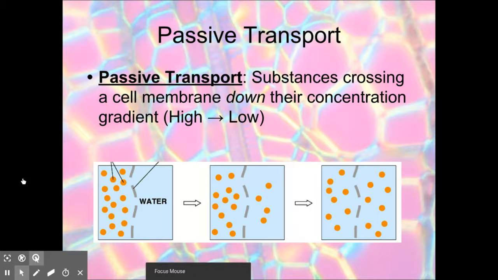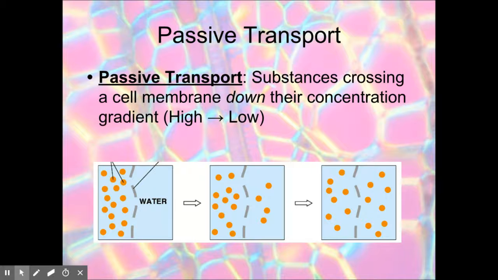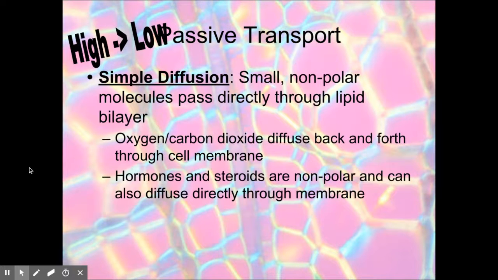Now, there's 2 kinds of passive transport. Both of them are pretty easy. Both of them are moving from high concentration to low concentration. So spreading out, stuff spreading out, moving down their concentration gradient. The first one is called simple diffusion. So write this down. Give a thumbs up when you're good.